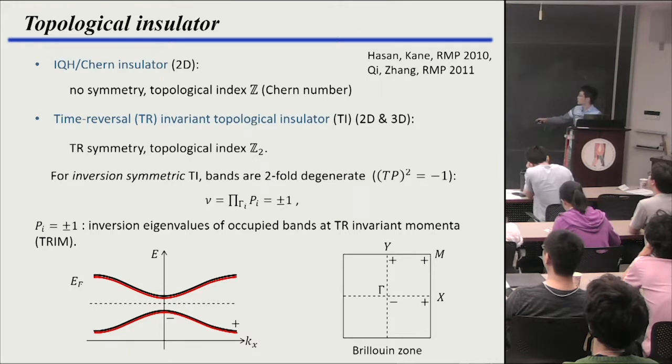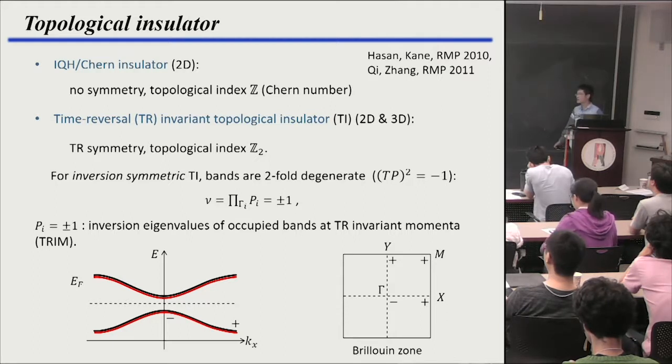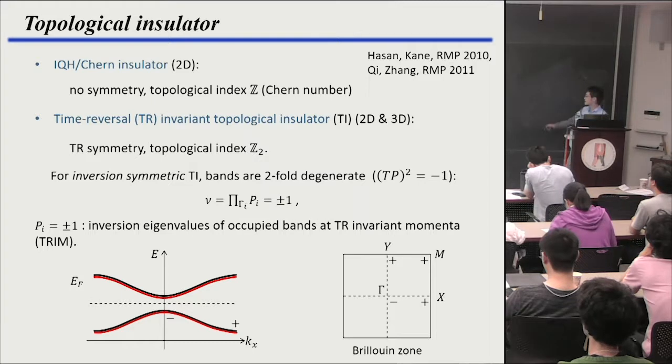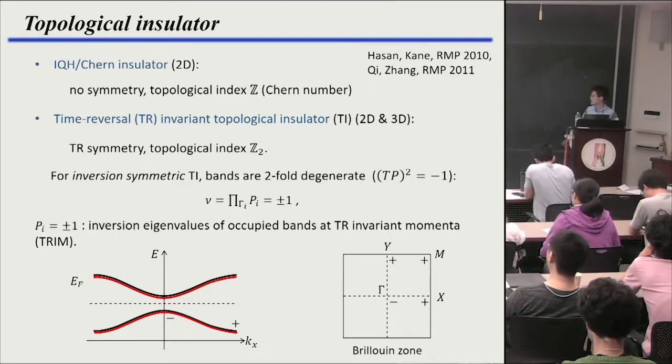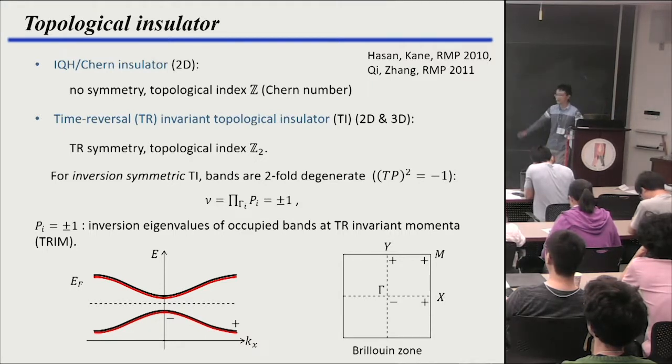In particular for inversion symmetric topological insulators, time reversal and inversion together protect your bands to be all twofold degenerate. And in this case, this Z2 topological index is simply given by the product of the parity eigenvalues at the time reversal invariant momenta. Here I just draw the simplest example, which has four bands. You have twofold degenerate bands here and here. For example, if you have parity minus here and plus at all the other high symmetry points, it will be a topological insulator. I draw this here as a two-dimensional example, which is the quantum spin Hall effect.